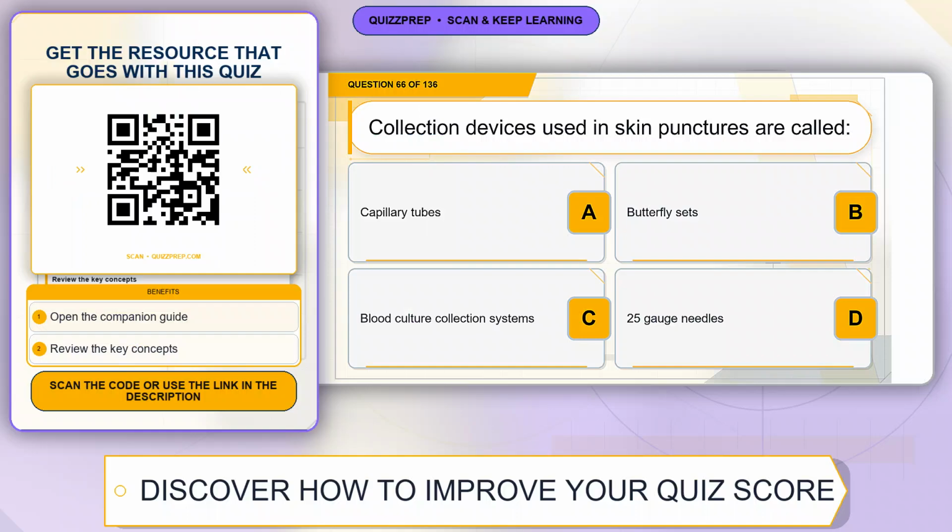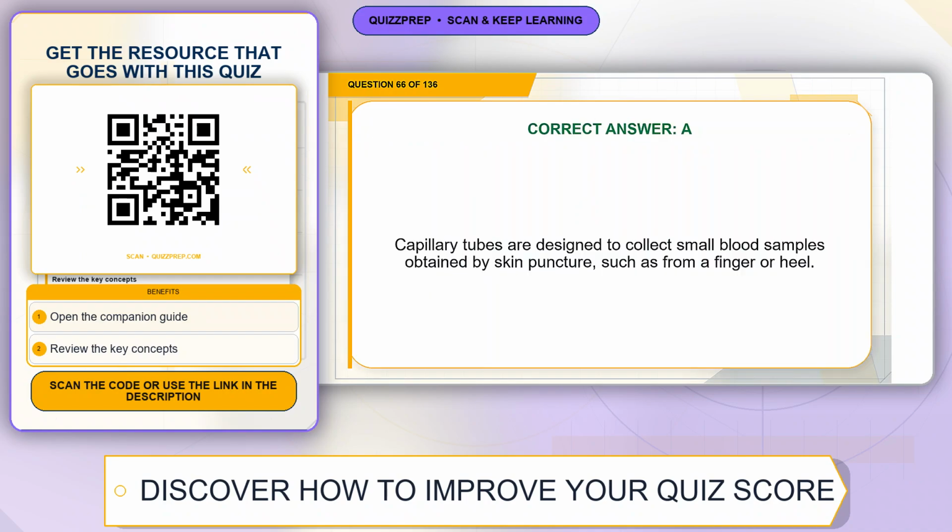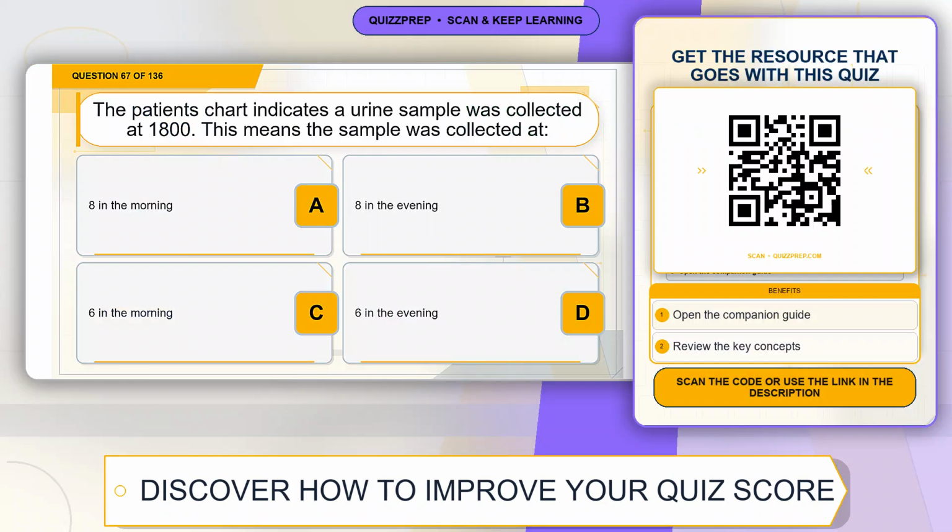Question 66. Collection devices used in skin punctures are called. Option A, capillary tubes. Option B, butterfly sets. Option C, blood culture collection systems. Option D, 25-gauge needles. The correct answer is option A, capillary tubes. Explanation: capillary tubes are designed to collect small blood samples obtained by skin puncture, such as from a finger or heel.